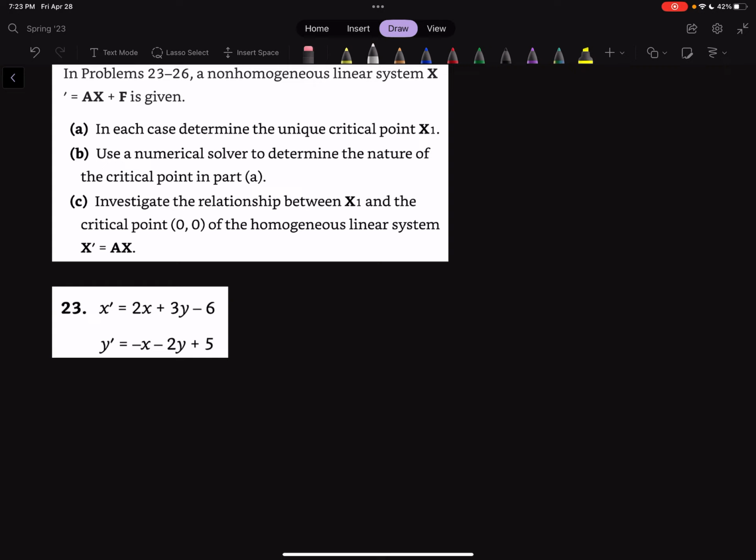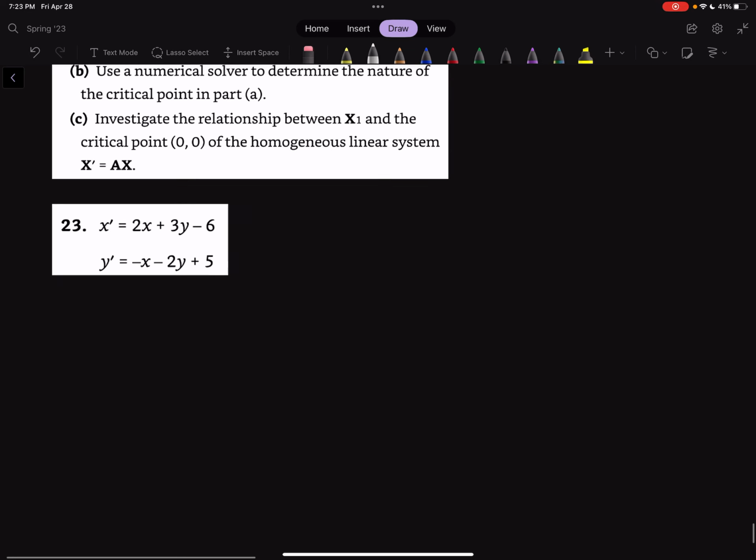And in each case, determine the unique critical point. Okay, so let's determine the unique critical point of this. Well, the critical points happen when the slopes are 0. So when x prime, which is a slope, is 0, that's a condition needed for a critical point to happen. And the same thing for the y. Y prime needs to be equal to 0.